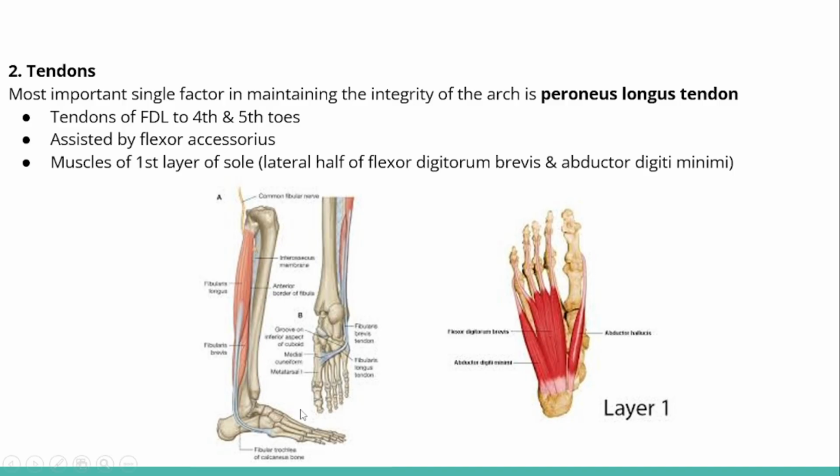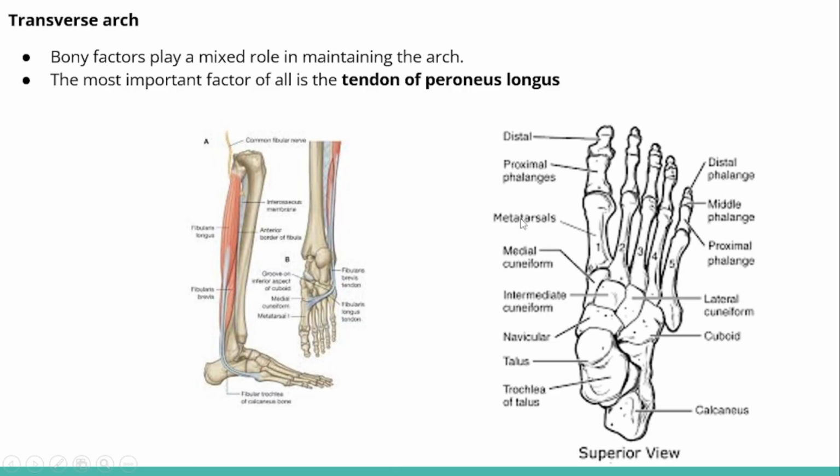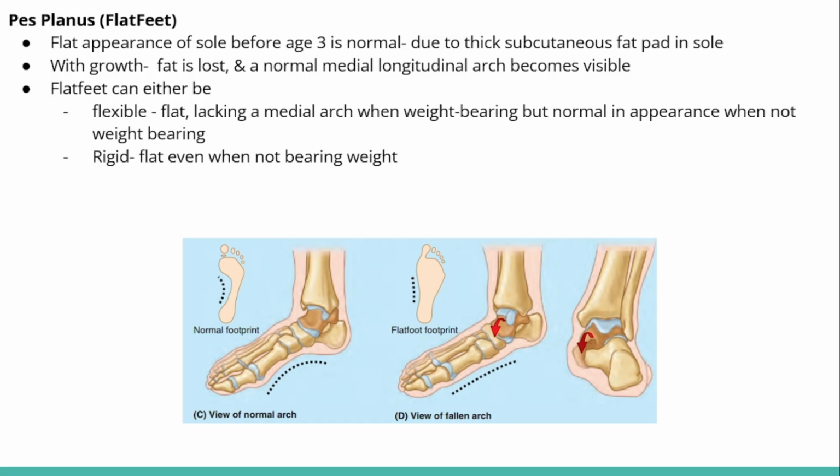This is assisted by the quadratus plantae or the flexor accessorius muscle, and again the lateral half of the flexor digitorum brevis and abductor digiti minimi also contribute. These are the muscles of the first layer of the sole. For the transverse arch, bony factors play a mixed role, and the most important factor is the tendon of peroneus longus. So far we discussed the stability of the foot and the foot arches, and the contributory factors to the formation of the foot arches and their stability as well.